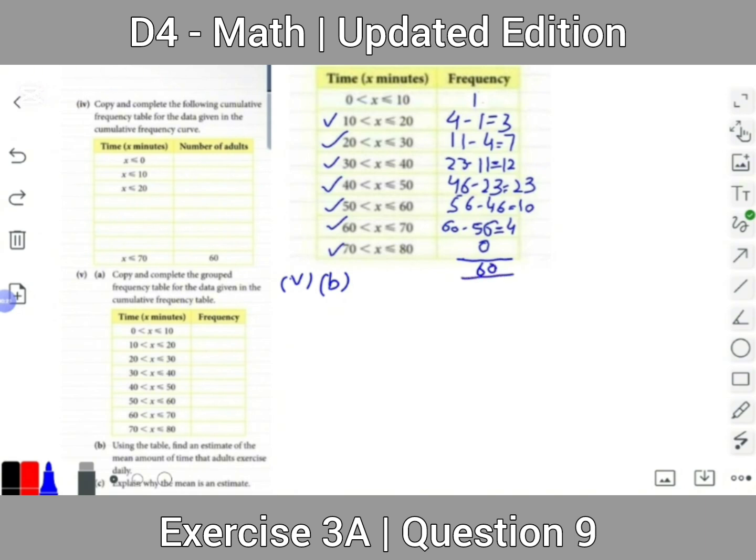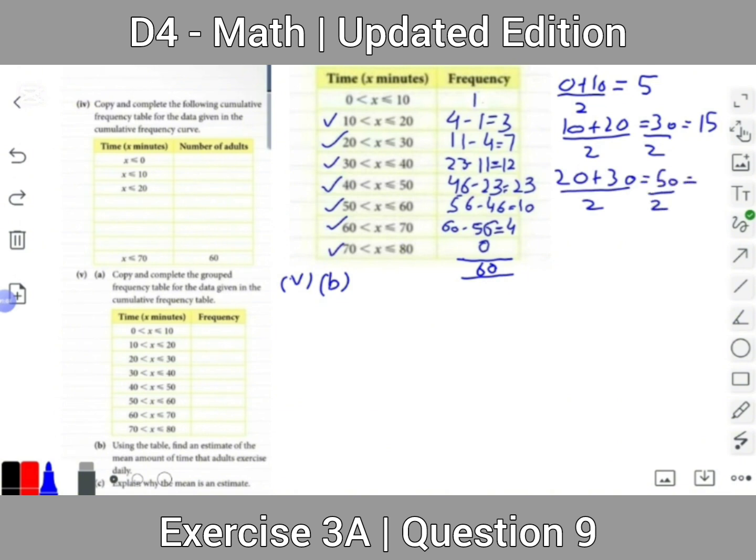Now to find the estimated mean, we have to find the mid values of each class interval. For the first class interval, we have 0 plus 10 divided by 2, which equals 5. For the second class interval, we have 10 plus 20 divided by 2, which is 30 over 2, and it further equals 15. For the third class interval, we have 20 plus 30 divided by 2, which is 50 over 2, and it simplifies to 25.